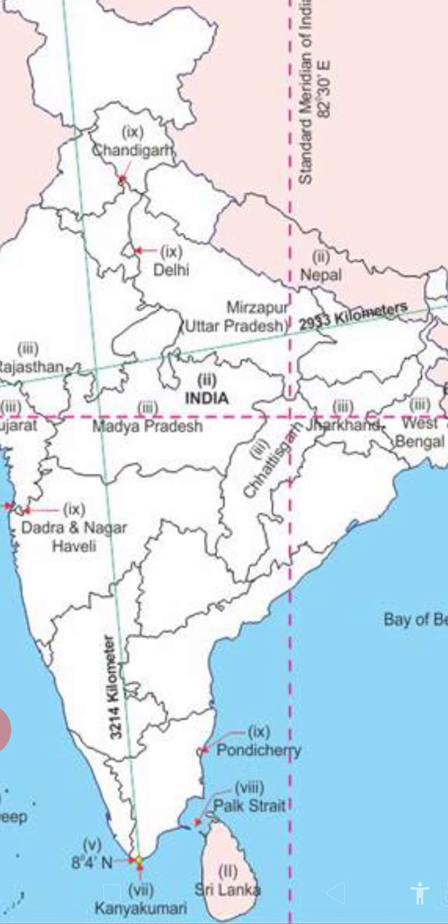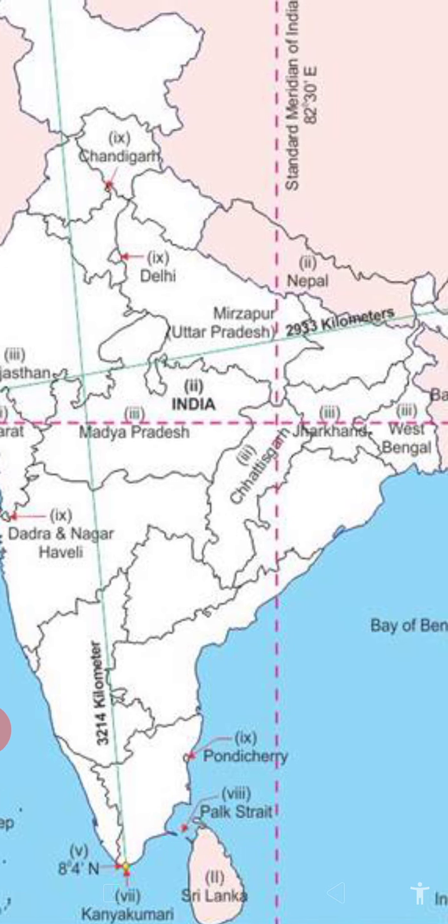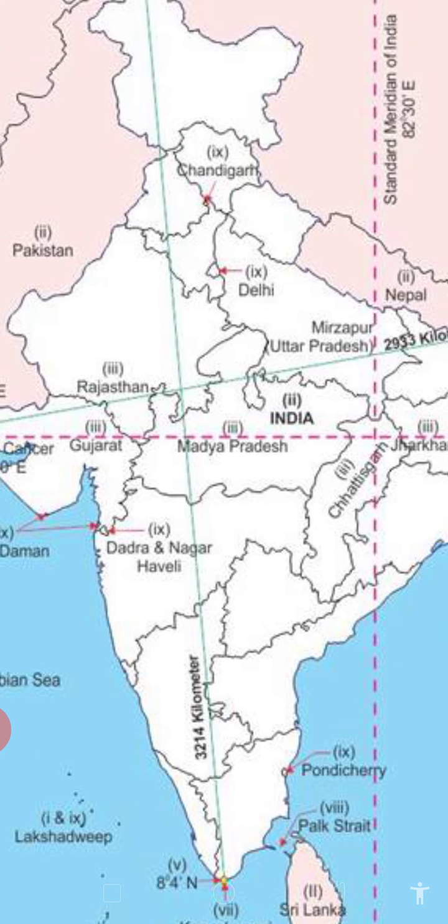Why have we selected 82.5 degree east as the standard meridian? Because it divides the whole country equally into two parts, half this side and half this side. And this meridian is very helpful in deciding the time. That's why we have taken it as the standard meridian of India.